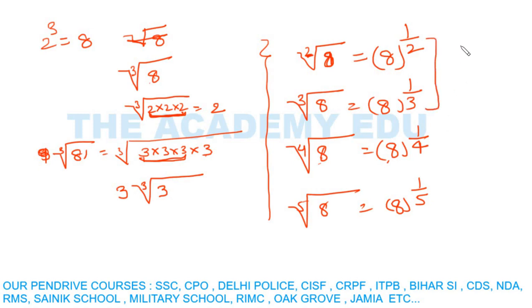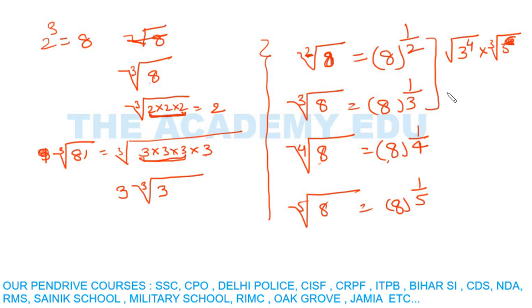Suppose I need to solve a question like this: 3 power 4, into the cube root of 5 raised to the power, say, 6. Okay, how will you find it?